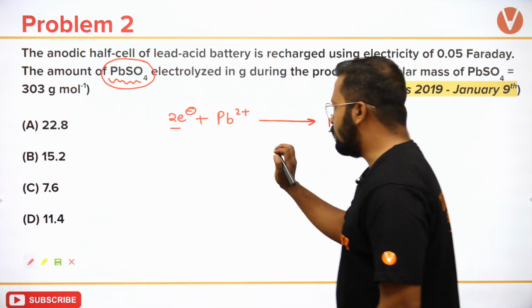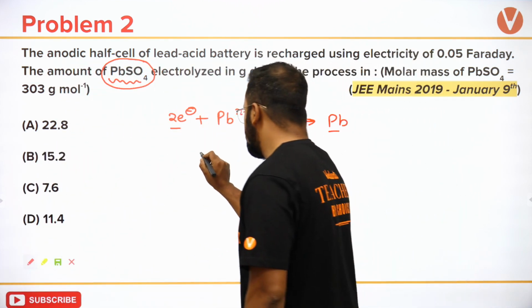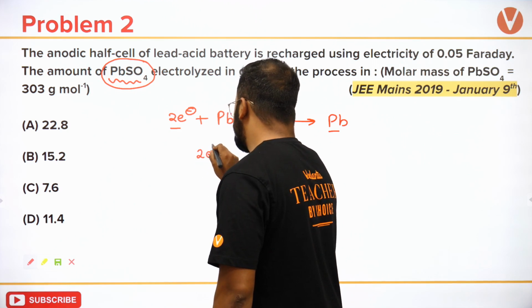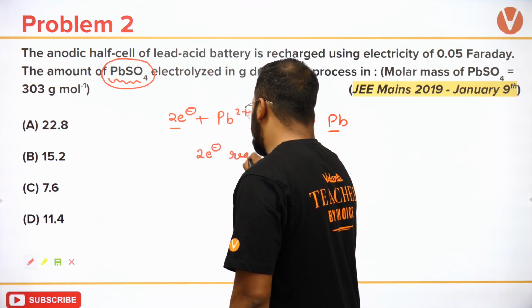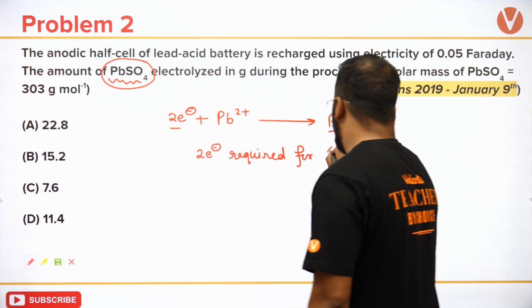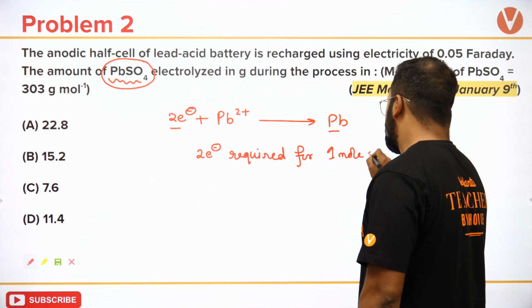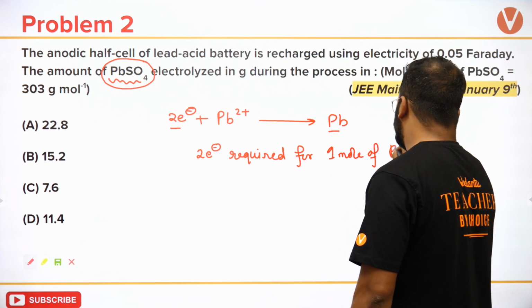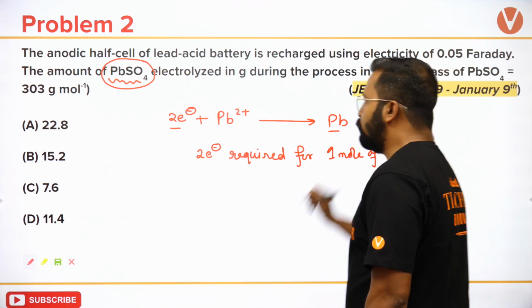So how do we solve the question? Can we see this over here, that 2 electrons is required for 1 mole of Pb2 plus. Can I say this?